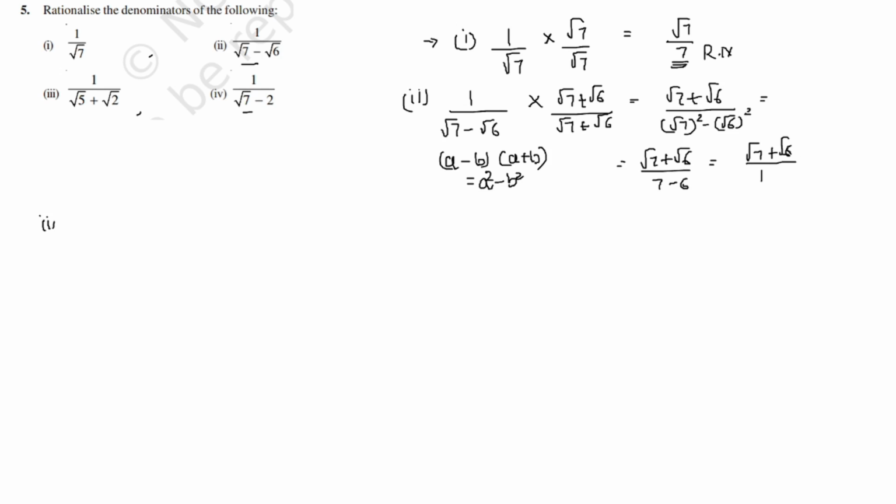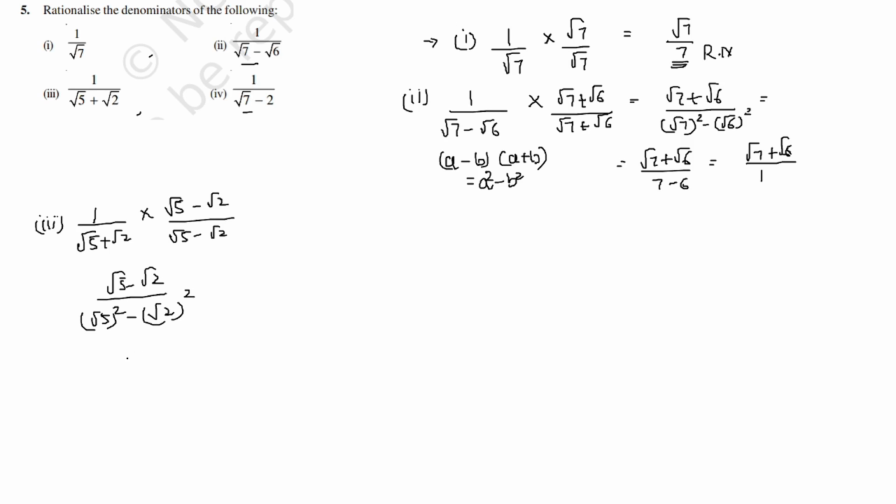Now the third part is 1 by root 5 plus root 2. Now we'll rationalize this also, multiplying by root 5 minus root 2 over root 5 minus root 2. So there we'll get root 5 minus root 2 over root 5 whole square minus root 2 whole square, by using the same identity (a plus b)(a minus b) equals a square minus b square again. Now root 5 minus root 2 over 5 minus 2, which is equal to root 5 minus root 2 over 3. This is the answer.